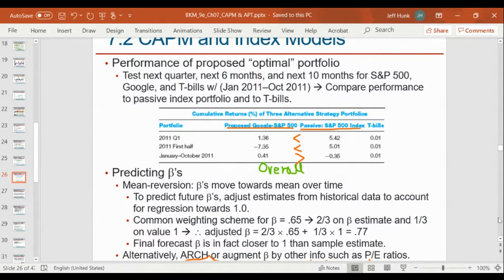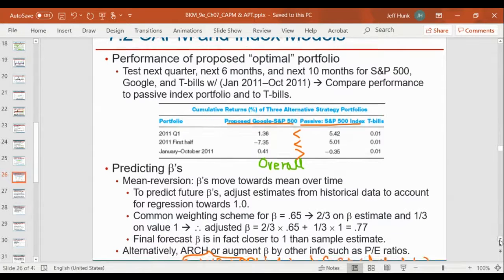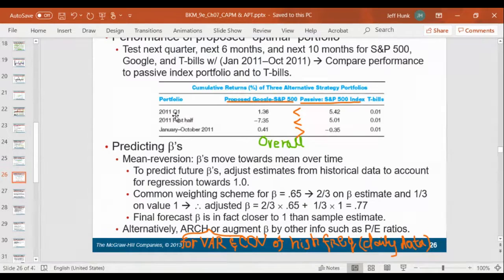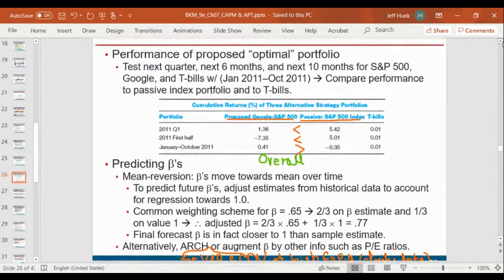Then we get, for the first quarter in 2011, the passive portfolio performed better. And even for the first half of the year, the passive index portfolio performed better. But during the overall 10-month period, the proposed optimal risky portfolio that includes Google performed better than the passive portfolio.